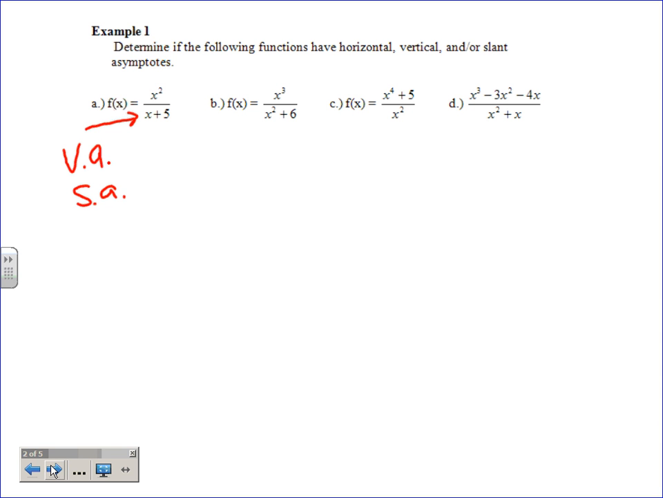Can it still have a slant? Yeah, it can. Or a horizontal? Yes. Which one does it have? Slant. Top's one bigger. Letter C. Do we have to worry about anything canceling off?